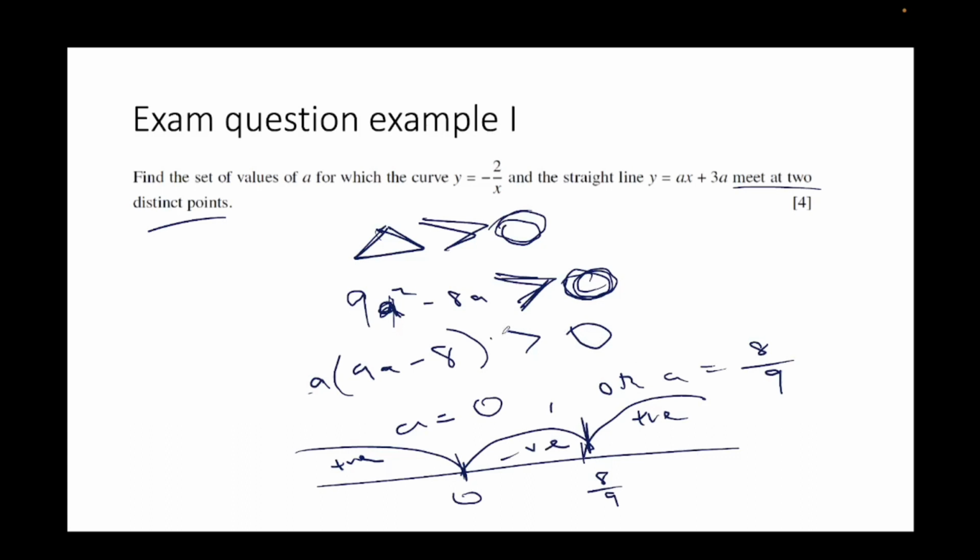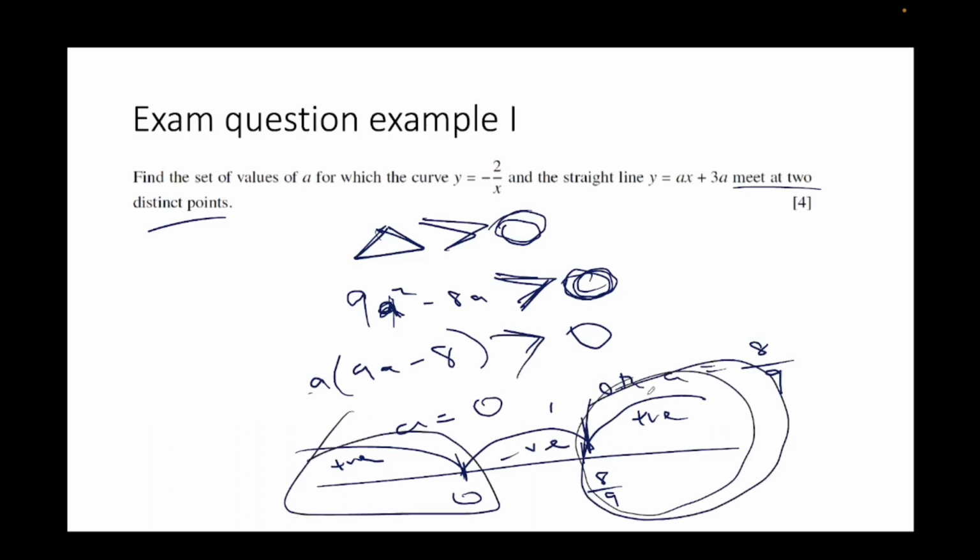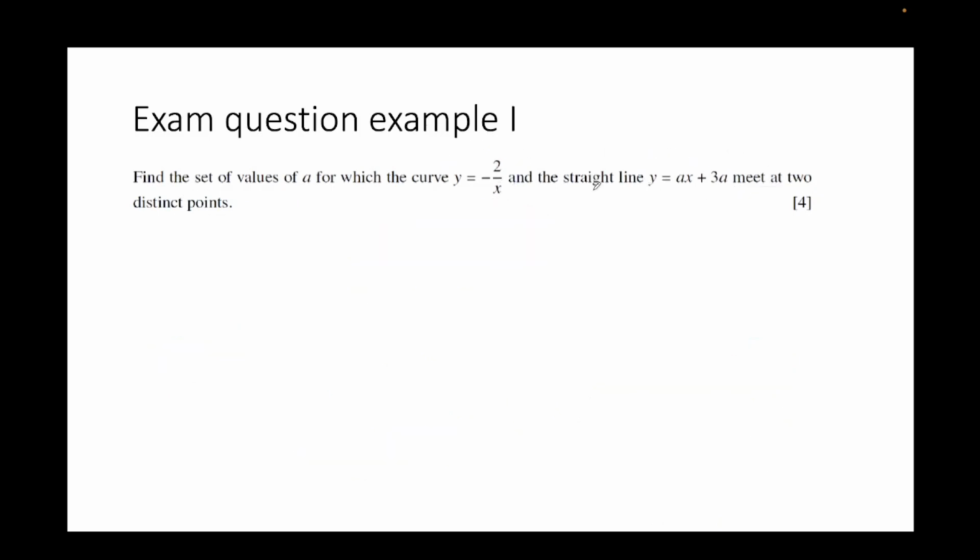And what are we looking for? We're looking for positive. So these numbers and these numbers. Everything less than 0, everything bigger than 8 over 9. How do we articulate that? Well, a must be less than 0, or a bigger than 8 over 9. That's the answer. Did we pretty much answer the question here? Because they're saying describe the set of values, find the set of values of a, describe what a is allowed to be. All the possible values for a that would make sure that this and this meet at two distinct points. Do you see how the discriminant helped over here?